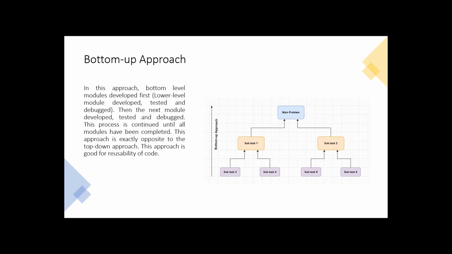Next we have the bottom-up approach. In this approach the bottom level modules are developed first. It is just opposite to the top-down approach. In this case the lowest level module is developed first, tested and debugged. Then we move one step above, develop that particular module, test it and debug it. In this way the process continues until all the modules have been completed. This approach is good for reusability of the code.